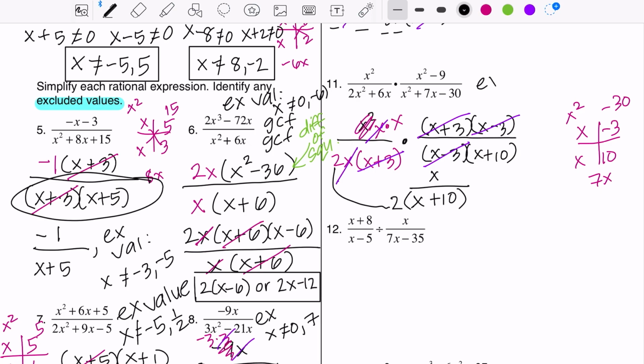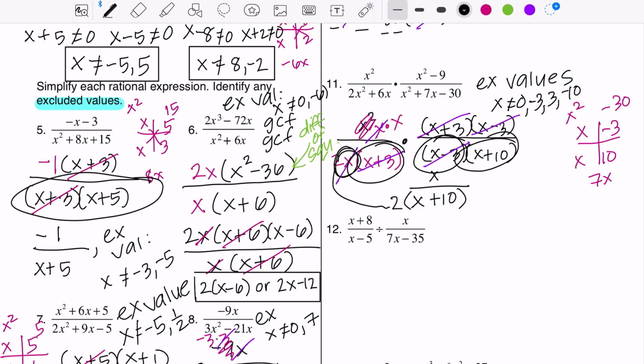So for our excluded values, you have 0 from this guy, then you have negative 3 from that one, then you have positive 3 from that one, and negative 10 from that one.